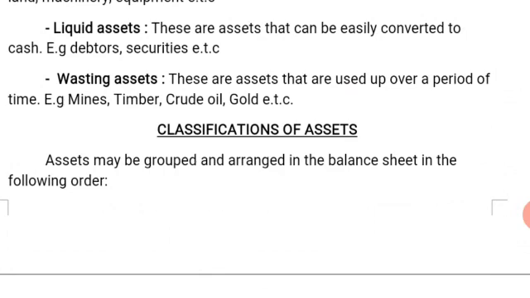Also, we have wasting assets. Wasting assets are assets that are used up over a period of time. They are assets that, when you are using them, will be used up over a period of time. Examples of such assets are mines, timber, crude oil, gold, etc. So those are some of the forms of assets that we have.